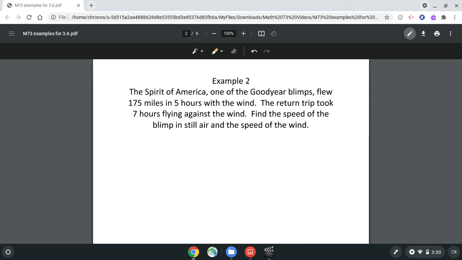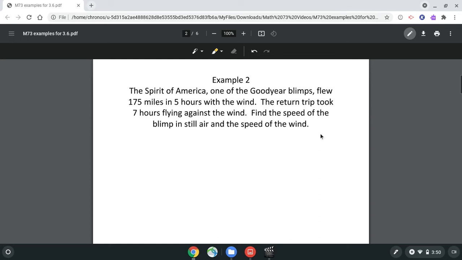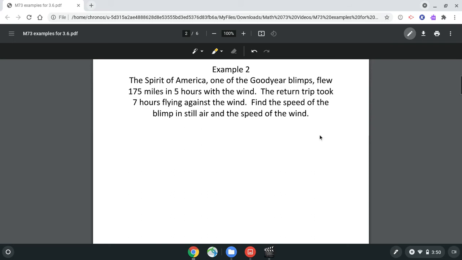So the Spirit of America, one of the Goodyear blimps, flew 175 miles in 5 hours with the wind. The return trip took 7 hours flying against the wind. Find the speed of the blimp in still air and the speed of the wind.